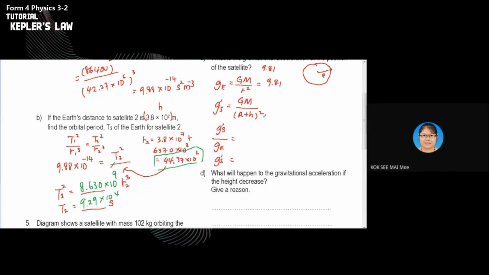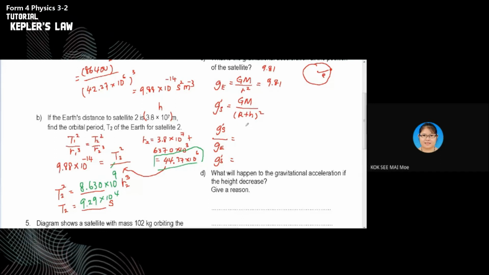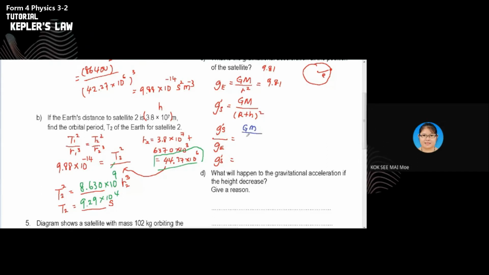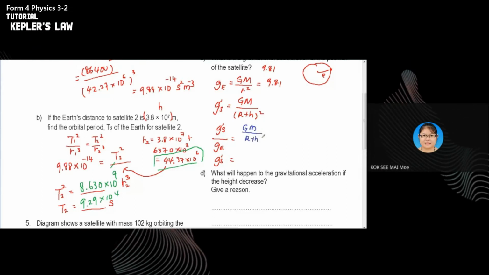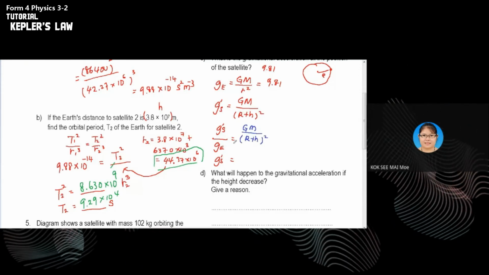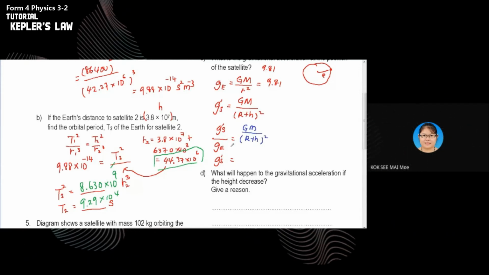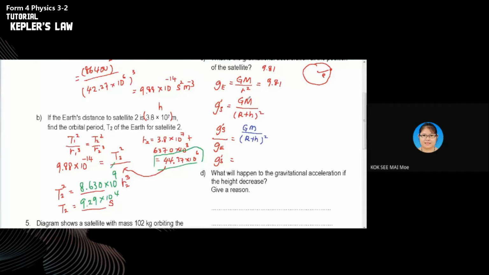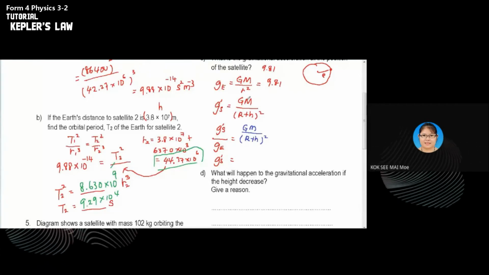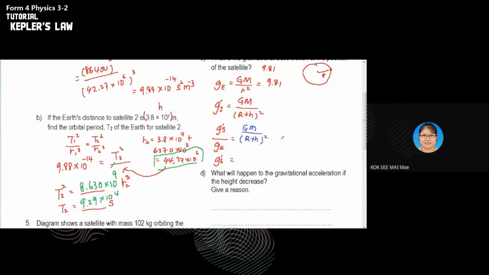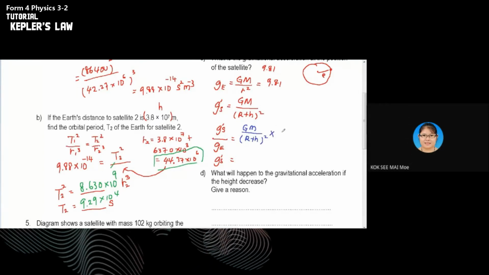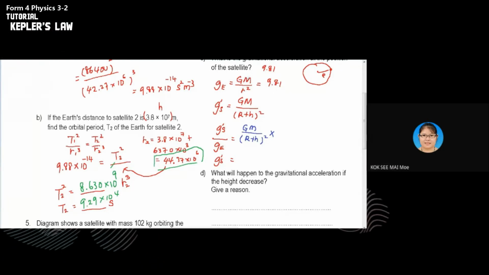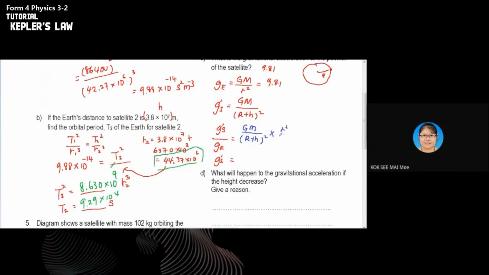So you put this whole thing over this whole thing. I put GM first, over r squared, don't put it in yet, plus h squared. Then you divide by the Earth's gravitational acceleration. We put the formula first, don't put in 9.81 first. When you divide, you need to flip the whole equation. So g_E is GM over r squared, right? Now r squared must go at the top because it changes to multiplication.